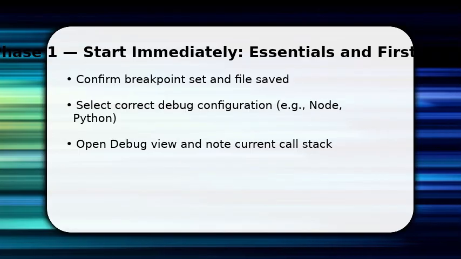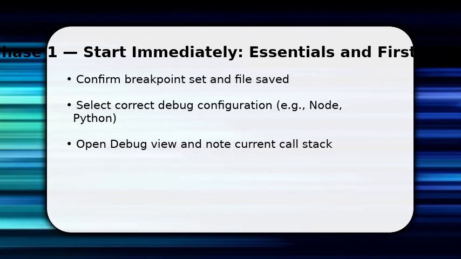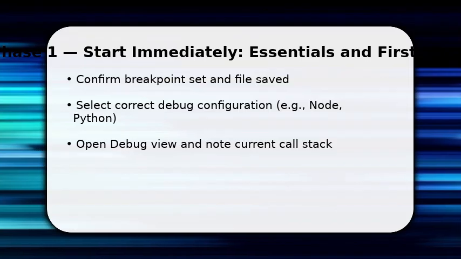You already have code and extensions. Start now by saving the file and placing a breakpoint at the key line. Select the proper debug configuration in the Run view, for example, Node or Python, so the runtime matches your project. Once done, launch the debugger and watch the editor jump to the breakpoint. This shows you're executing the same source.